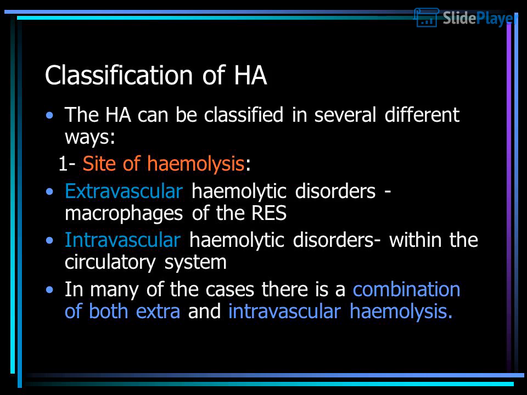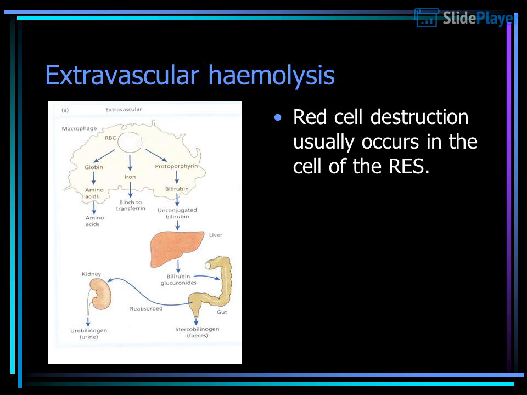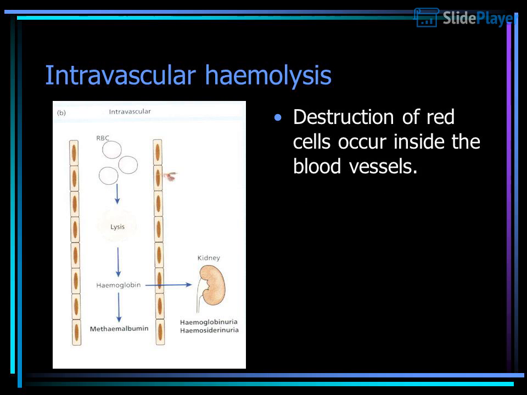1. Site of hemolysis. Extravascular hemolytic disorders: macrophages of the RES. Intravascular hemolytic disorders: within the circulatory system. In many of the cases there is a combination of both extra and intravascular hemolysis. Extravascular hemolysis: red cell destruction usually occurs in the cells of the RES. Intravascular hemolysis: destruction of red cells occurs inside the blood vessels.